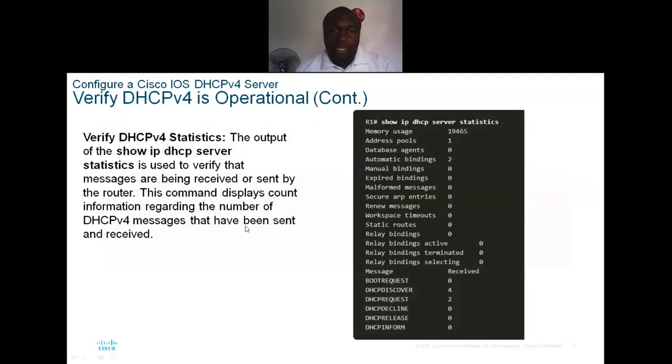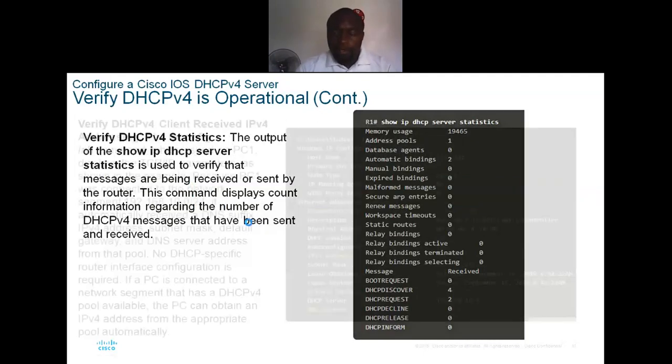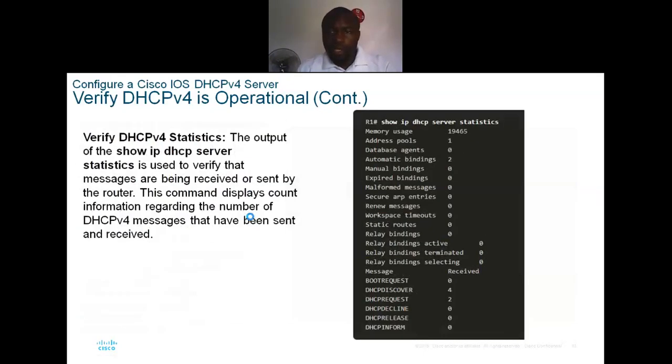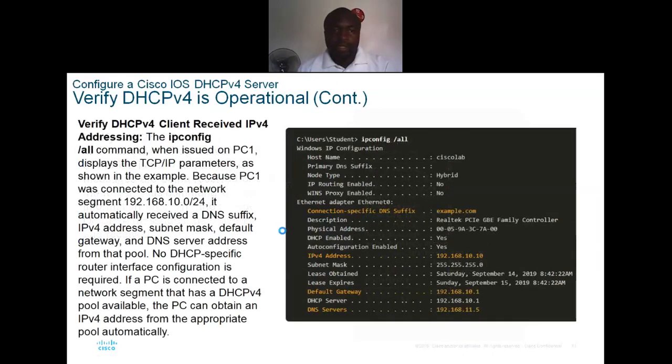And then statistics is going to show me the detailed statistics we have, how many requests, how many discovers, how many declines, leases, and stuff like that. All right, so this is my system. You can go on your system and assign the IP address.